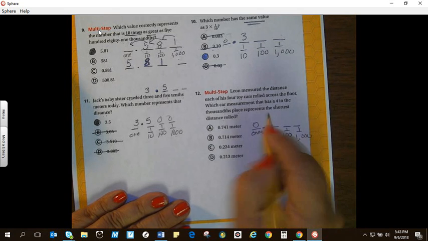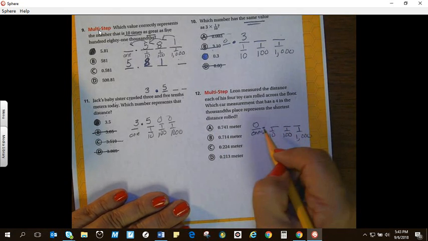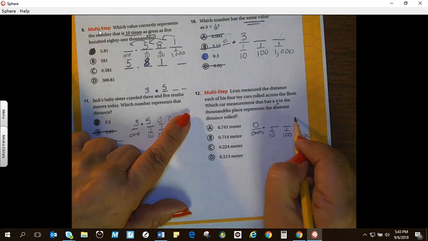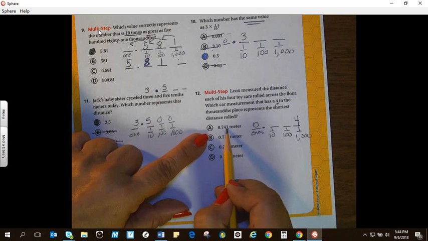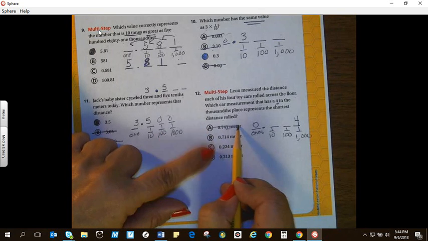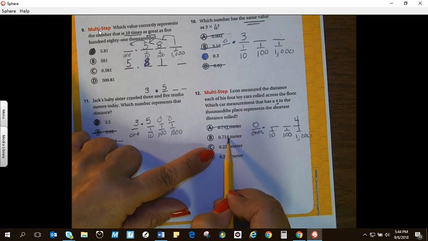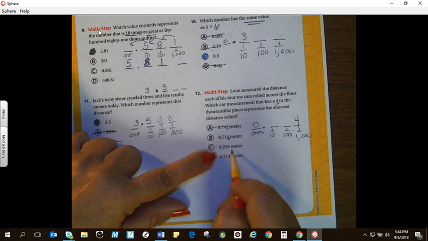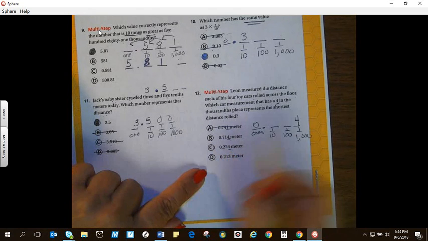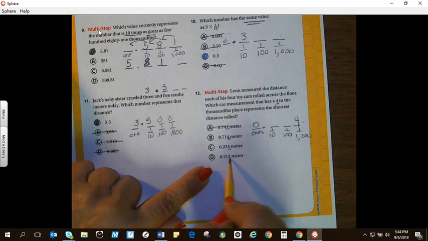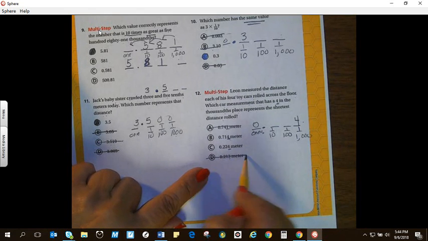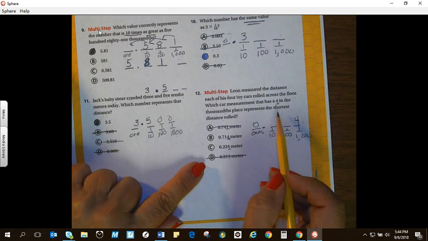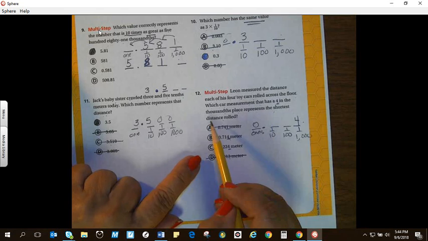So I have 0. Okay, so I'm looking for something that is in the thousandth place that has a 4. So this has a 1. That's not going to work. This has a 4, but is that going to be the smallest? And here it has a 4 in the thousandth place, but here it has a 3. So I know I'm going to get rid of that one because it doesn't work at all. Now we're comparing. So which one shows that it has the shortest distance?